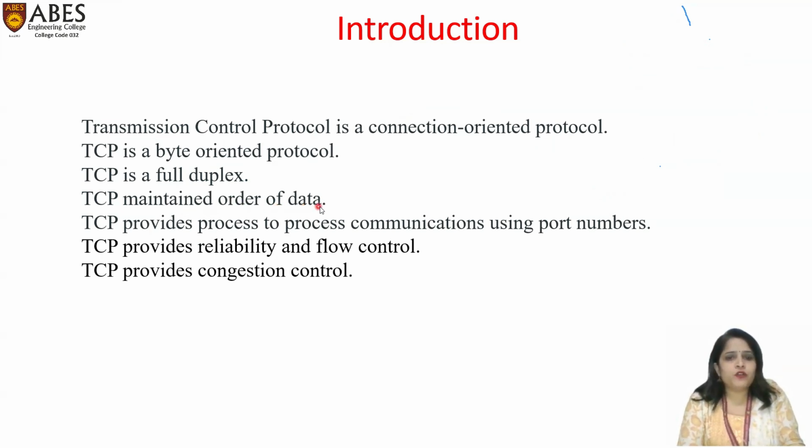Next, the TCP protocol maintains the order of data, because in the TCP header we use a field called sequence number. With the help of this sequence number at the receiving side, we can reassemble the message in proper order. TCP provides process to process communication with the help of port numbers. The TCP protocol provides reliability and flow control. Here, what is the meaning of flow control? Flow control means limiting the rate at which the sender can transmit packets into the network.